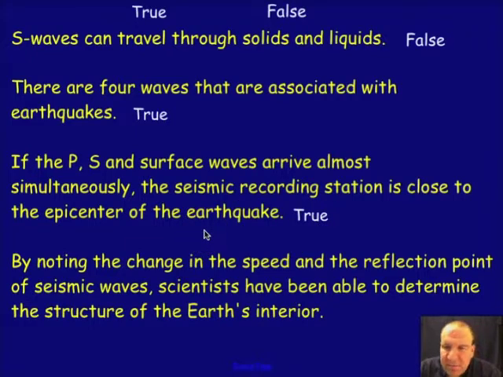By noting the change in speed in the reflection point of seismic waves, scientists have been able to determine the structure of the Earth's interior. That is true. And a lot of you have asked that great question. How do we know what the inside of the Earth is like if we've never been there? It's mainly due to seismic waves.